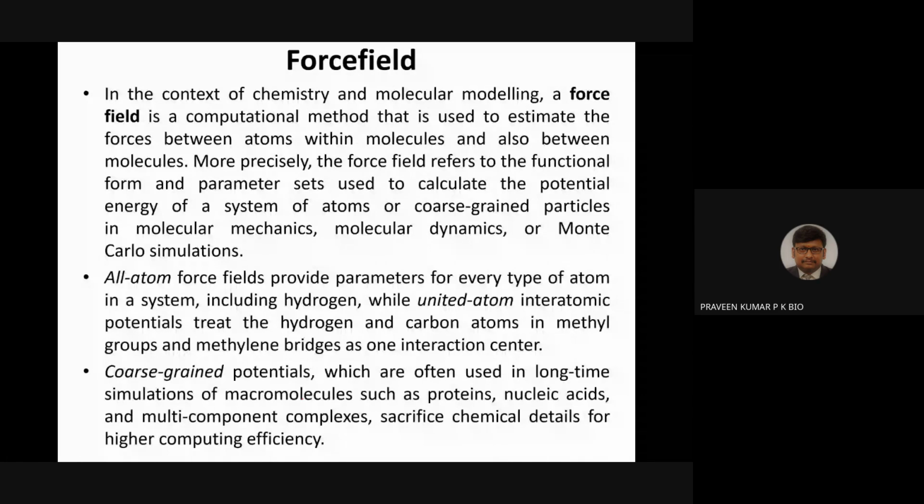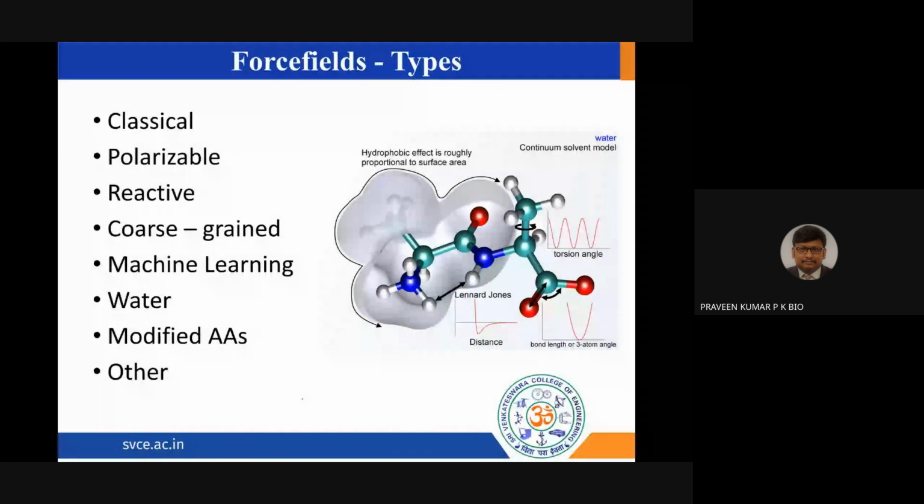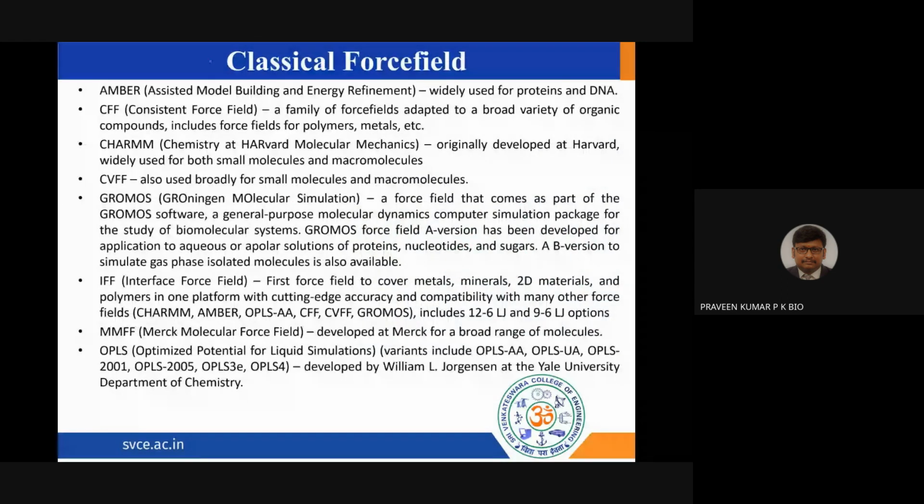Now I can take you to the force fields one by one. First, I can show you the types of force fields: classical, polarizable, reactive, coarse grained, machine learning, water, modified amino acids, and other. If you see the kinds of amino acids and force fields, now we can understand whatever I explained. This is an illustration. Now go to the classical force field.